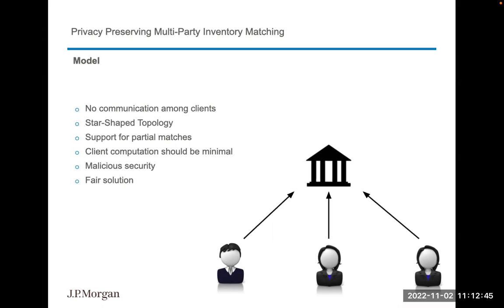We can also support partial matches, meaning that if you ask for 100 and we have only 50, we'll give you 50. Then there is malicious security, and another important requirement: because the clients didn't want to install anything and we did this web-based app, we should not assume that the browsers are very powerful computationally. So the computation of the client has to be very minimal.